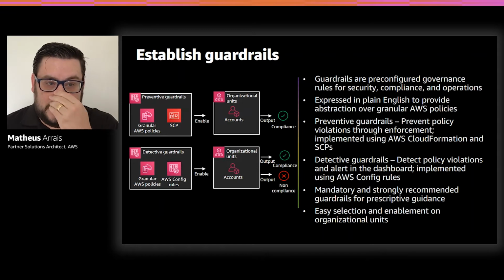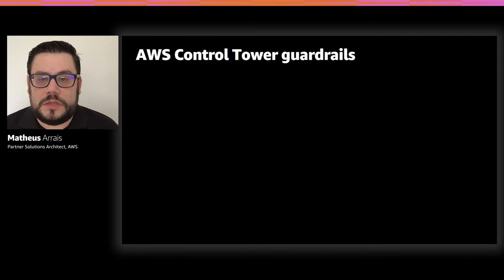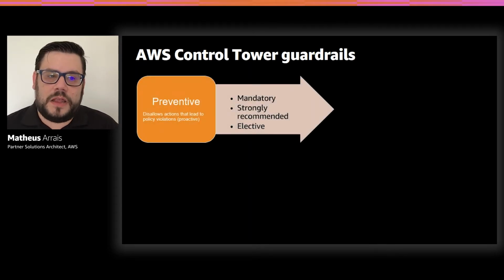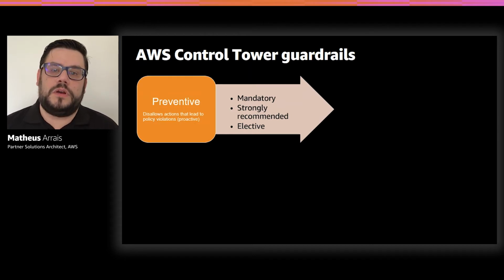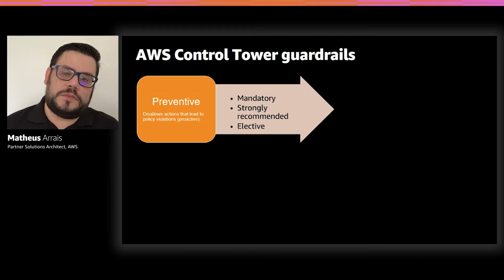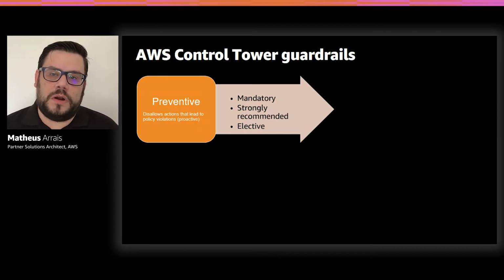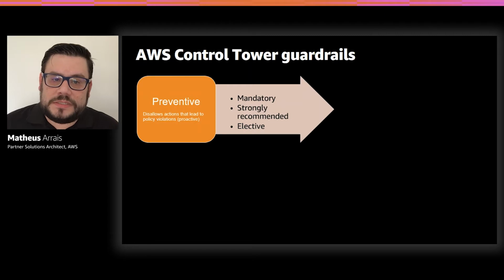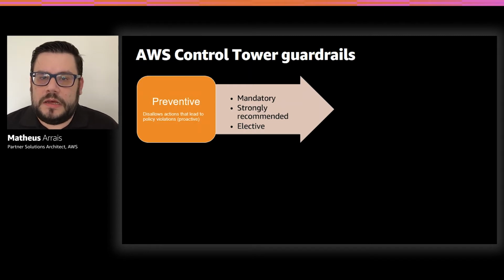So let's go deeper into guardrails. That is important to talk about governance at scale. As you can see, we have three types of classification in terms of guardrails. You have the mandatory guardrails, which are always enforced. They are enabled by default because they follow the best practices that AWS offers our customers. The second classification is called strongly recommended. It is designed to enforce some common best practices for a well-architected multi-account environment.